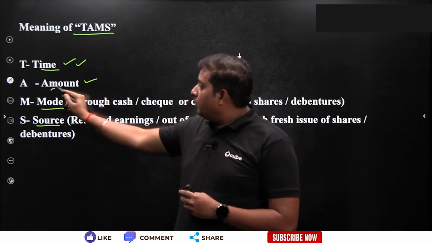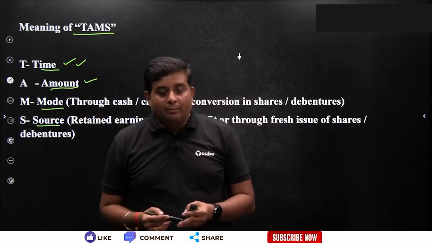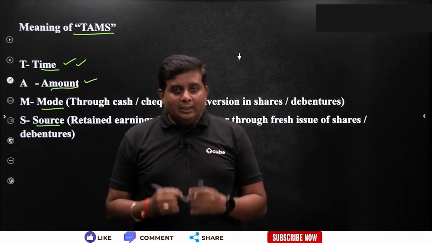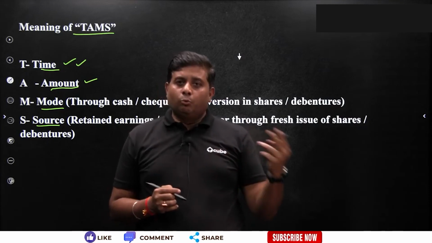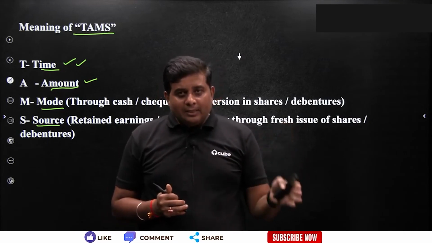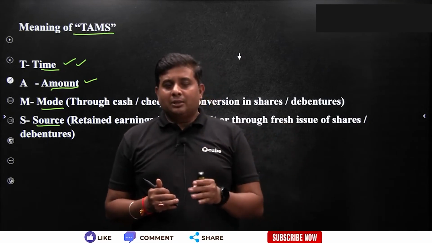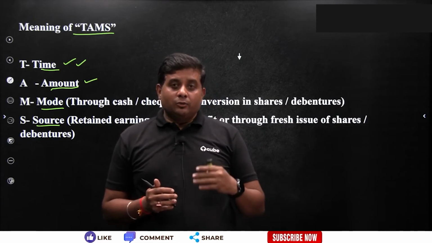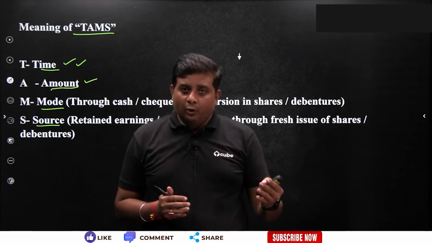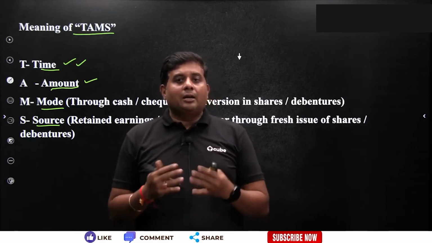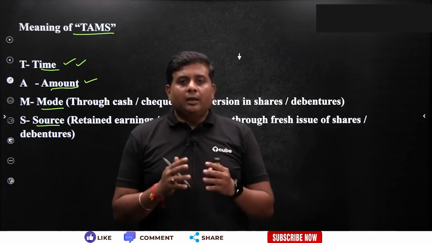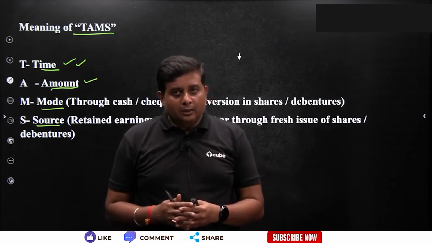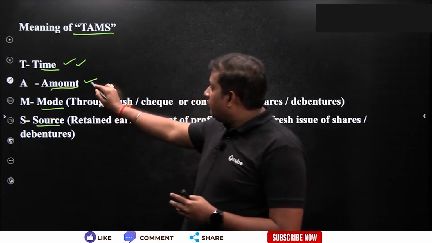Second one is the amount. How much amount is required? Because whenever we take a loan, it depends upon two parameters. First, the repaying capacity of our company, and second, because whenever we take a larger amount of loan, we are liable to pay a larger amount of interest also. So it depends upon the requirement of the loan. So yes, we need to decide the amount.